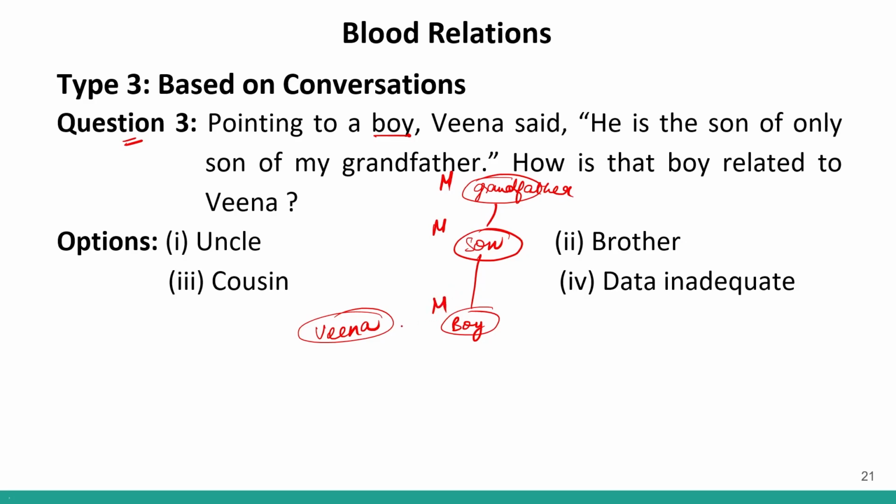So how would the boy be related to Veena? Veena and the boy would be in the same generation. They have the same grandfather. So the boy would be the brother of Veena. Correct? So the answer will be option number 2, brother. Correct? This will be the answer.